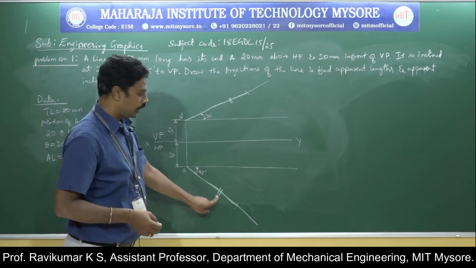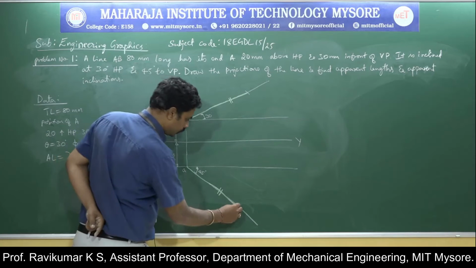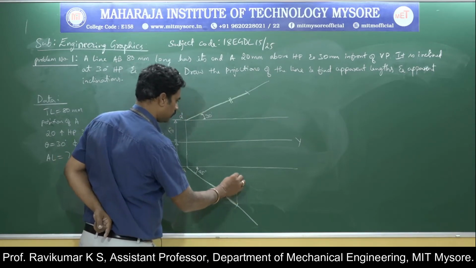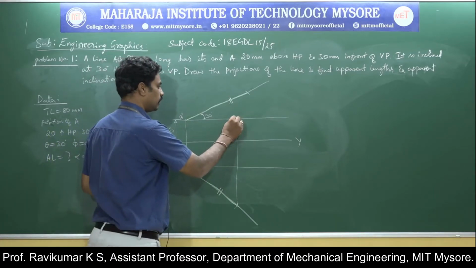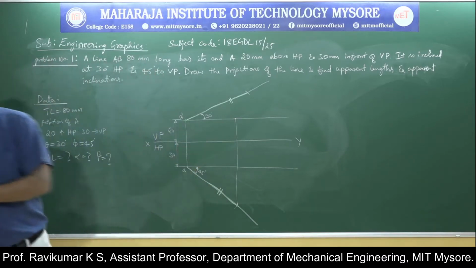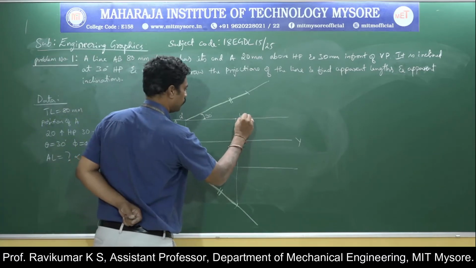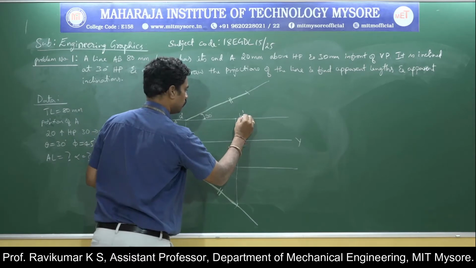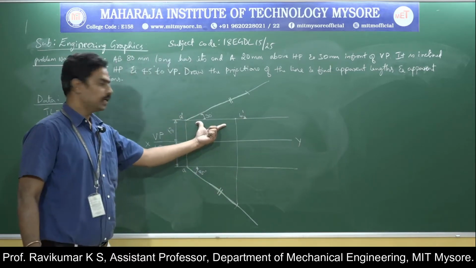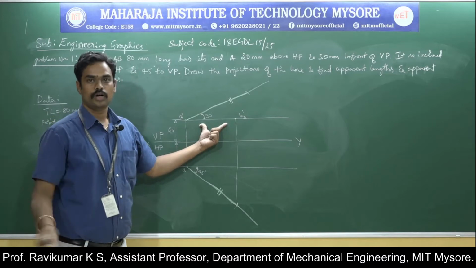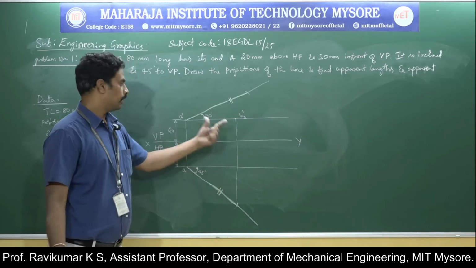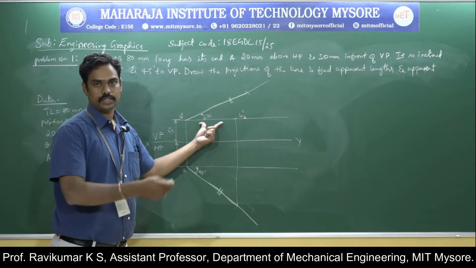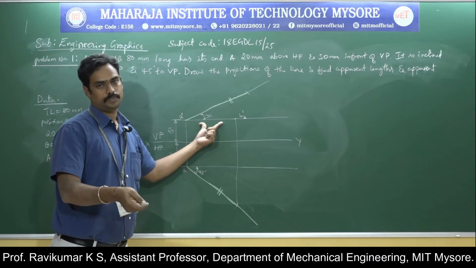So we know that this is true length in the top view. Now I will project a line from this particular point up to the locus of point A. Just observe this point A dash and B2 dash, this I will take as B2 dash. Just observe this one. This is one of the cases of 4 or 5. So here it is inclined to VP and parallel to HP. That is the case here, inclined to VP and parallel to HP.